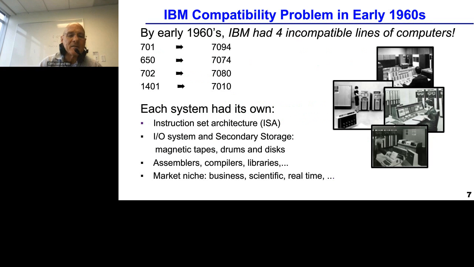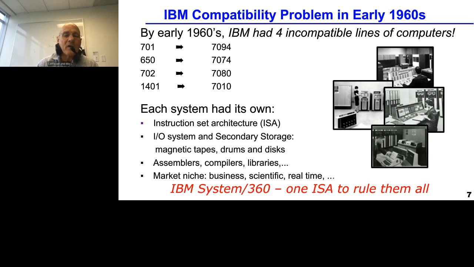Okay, so let's go back to the early 1960s. IBM had this problem. They had 4 incompatible lines of computers. Each had its own instruction set, its own I/O system, its own software stack, and it had different market niches as well. So IBM engineers decided they were going to try and fix this problem by having a single instruction set to rule them all, called the IBM System 360.